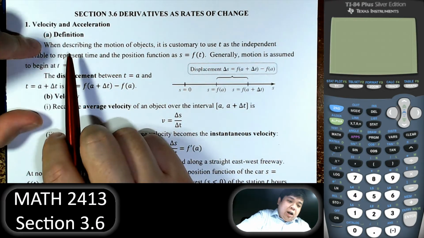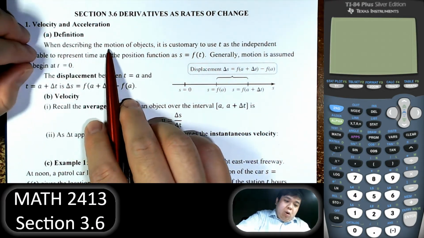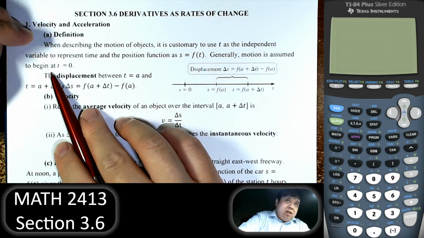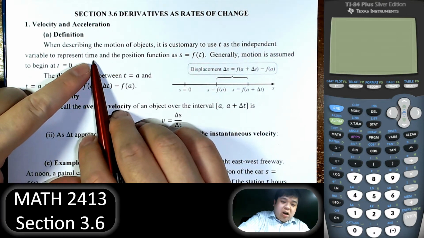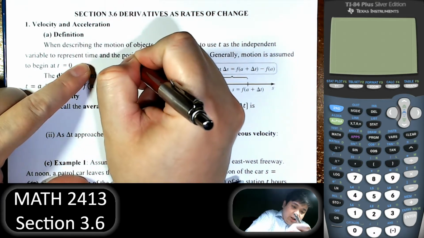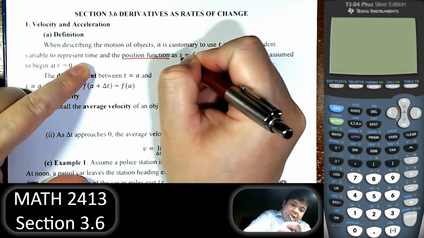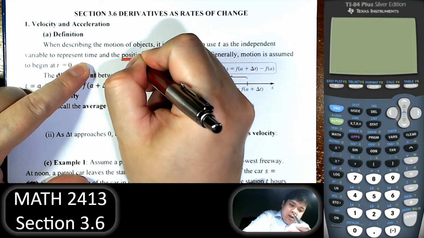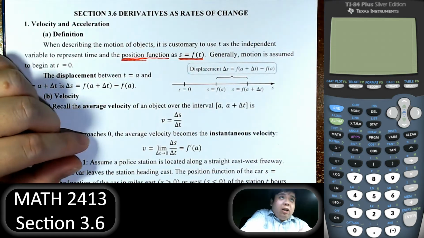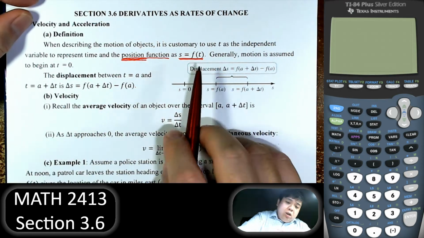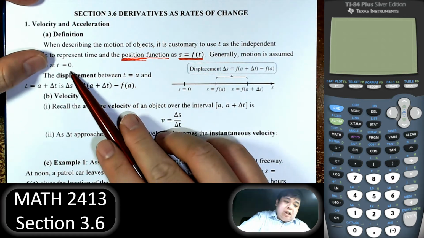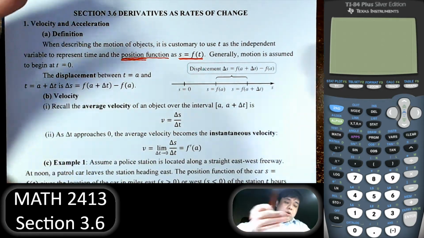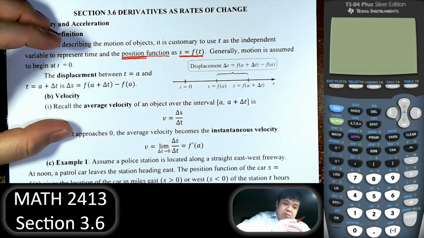Definition. Suppose that the motion of an object is a function of t, because t is the independent variable representing time. The position function, let's say, is given as a function of t. So this is the position function. Generally, motion is assumed to begin at t equal to 0. We start from t equal to 0 and go forward. We're not going back with negative time.